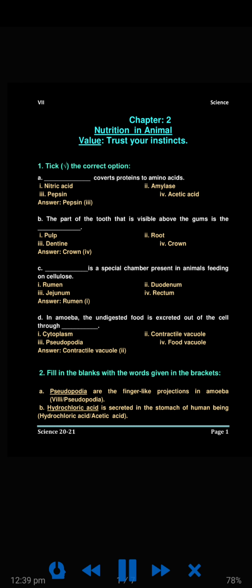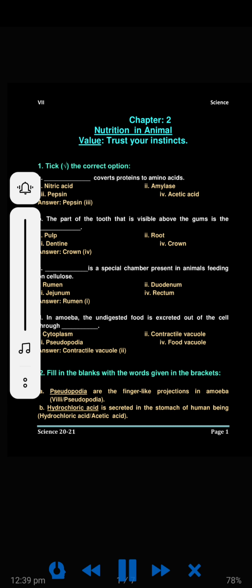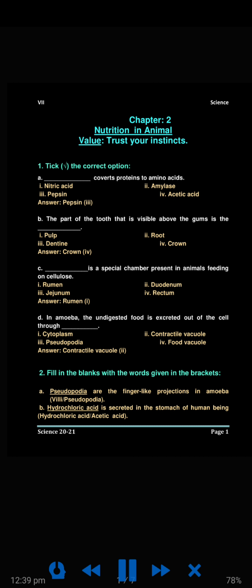Science 20-21, page 1, Chapter 2: Nutrition in Animals. Trust your instincts. 1. Tick the correct option.